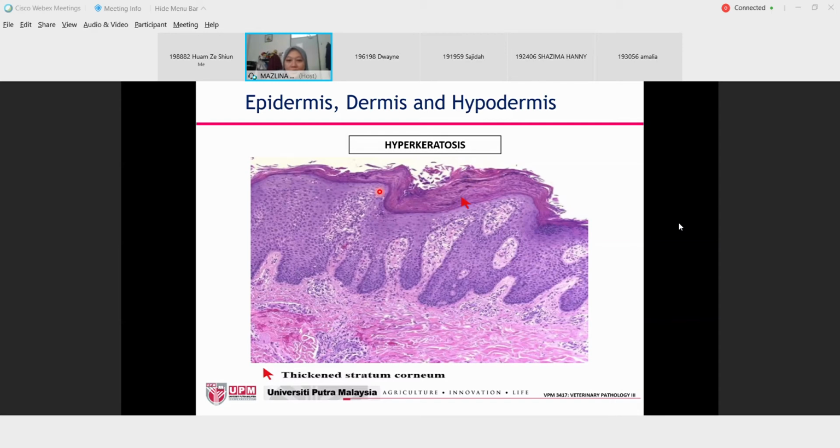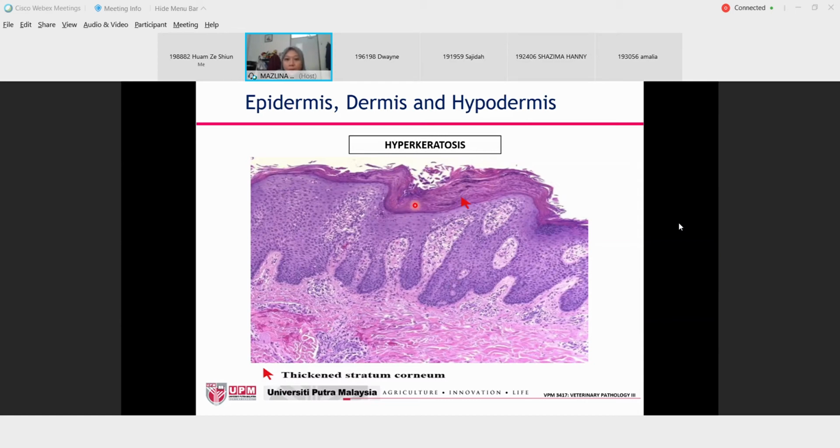Can you see this area, especially where there is an increase in thickness of the stratum corneum? Yes, you guys can see, doctor. All right, so this is a very good example of hyperkeratosis. If you see the whole length of the tissue section shows hyperkeratosis, then it is a generalized finding. However, if it's localized in one spot, then it is only a focal hyperkeratosis.